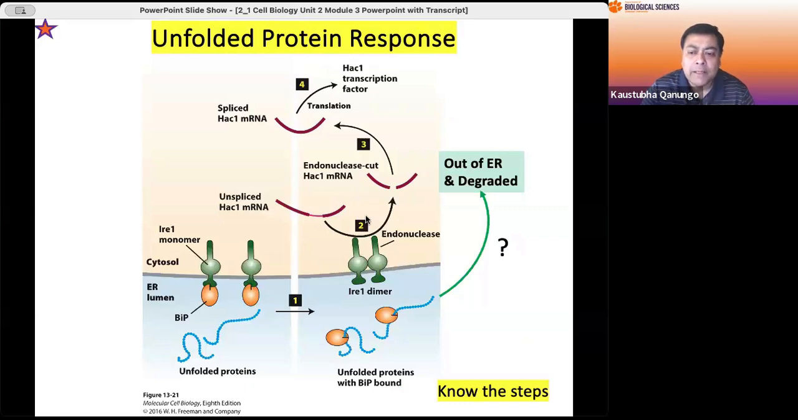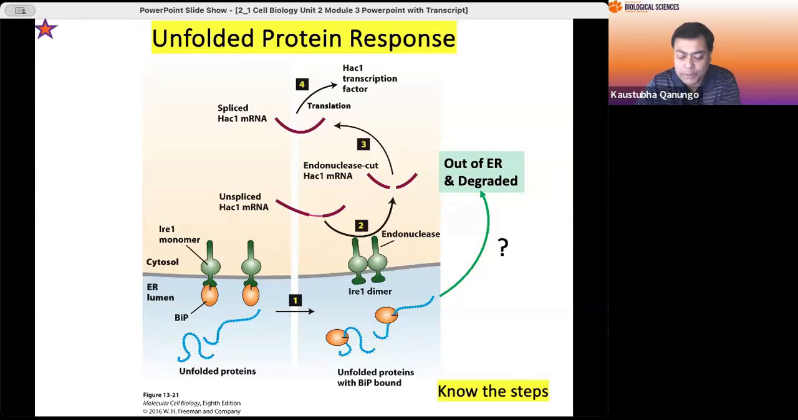Now, remember that here, this is important. Unfolded protein response, and in short, this is known as UPR. So this is a big thing in cell biology. Once a protein is not properly folded, how do you degrade that protein? So the first thing that is done, you have these unfolded proteins, and there are some IRE monomers. These are ER resident membrane proteins.